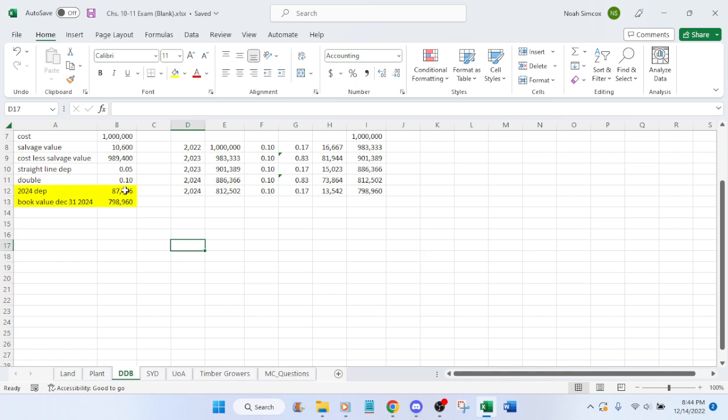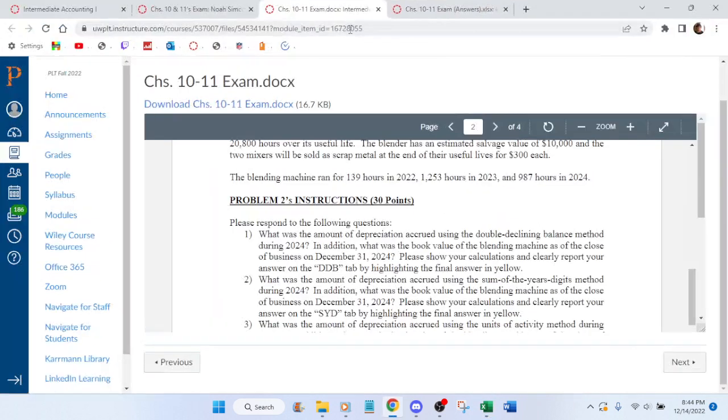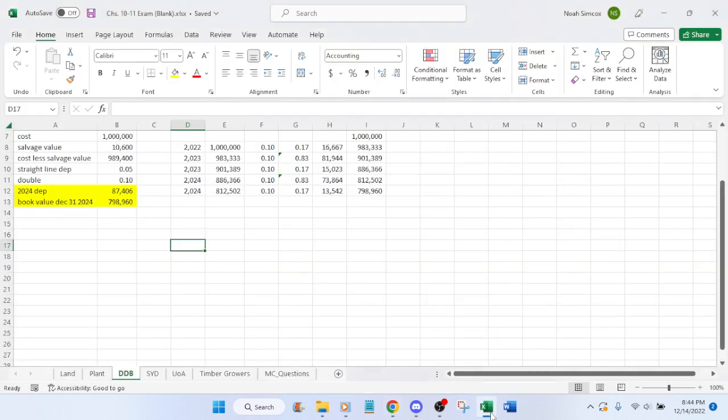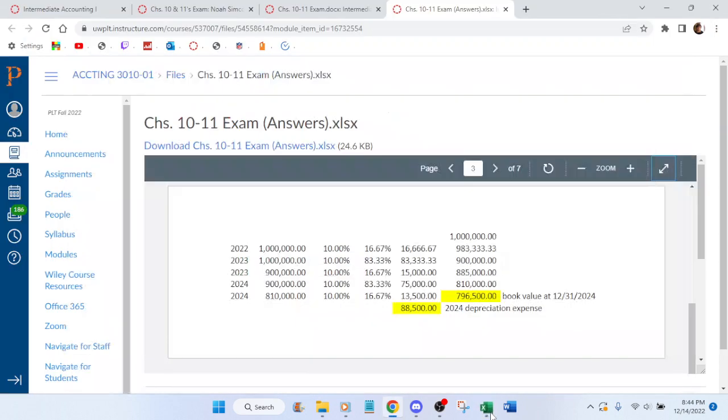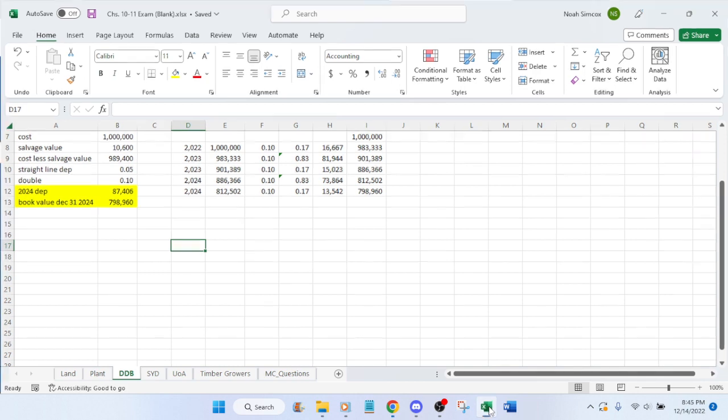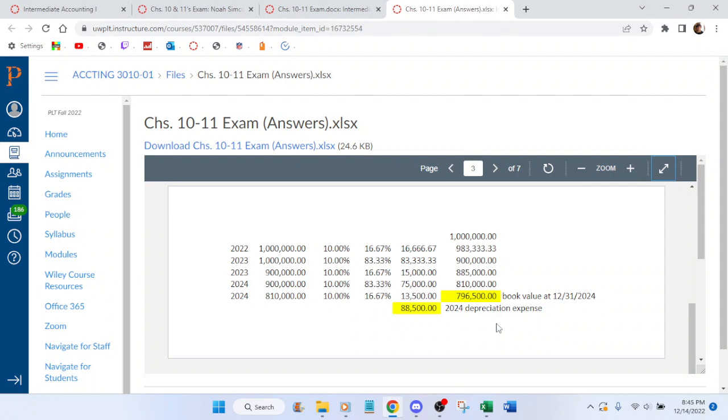For 2024 depreciation, I got 87,406. No, how is this wrong? And for that one, it's 796,500. How did I get the wrong answer? Is it a rounding error? It's got to be a rounding error. You've got to be kidding me. He had to have made a rounding error in this.